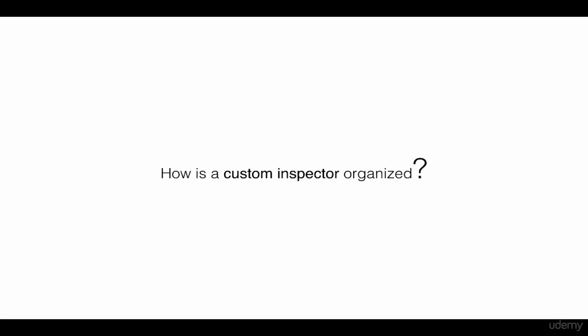Alright, so now that we took a look at attributes, they're awesome, they're pretty powerful, but they're kinda not broad enough. If we want to make something different, where do we go? You go to Custom Inspector. And in this lecture, we're going to take a look at how a Custom Inspector is organized before we dig into our own stuff. We start creating our own stuff.